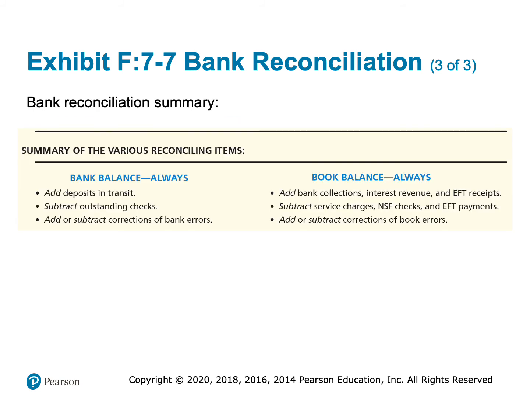Just some rules of thumb: on the bank side, you're always going to add the deposits in transit and subtract the outstanding checks. On the book side, you're going to add any bank collections, interest revenue, or EFT receipts. You're going to subtract any service charges, NSF checks, or EFT payments. EFT stands for electronic funds transfer.